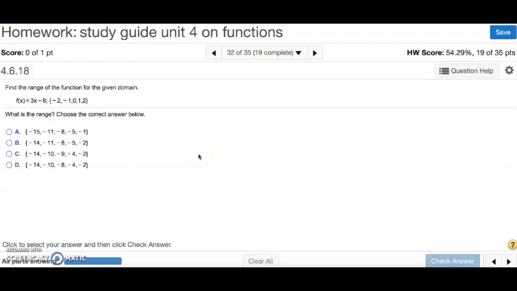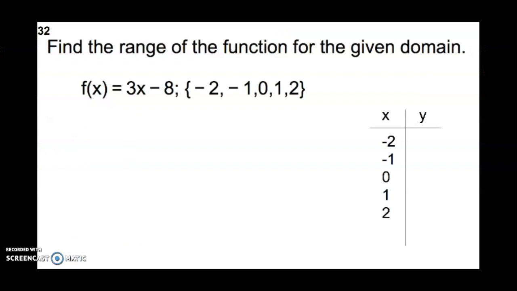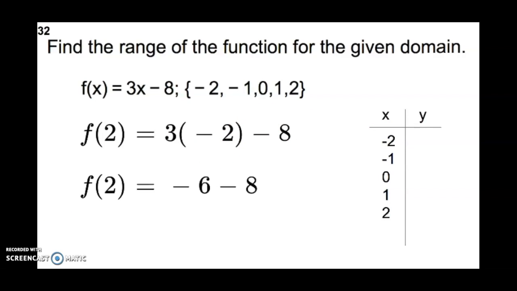Find the range of the function for the given domain. So all we need to do is, domain is x, substitute each of these values in for x, and see what we get for y. So let's do that. So I make my table of values, or you can use the graphing calculator to find your table. So I substitute in -2 in for x. 3 times -2 is -6, minus 8 is -14. So that goes here. Doing the same thing for the rest of them, give me -11, -8, -5, and -2.